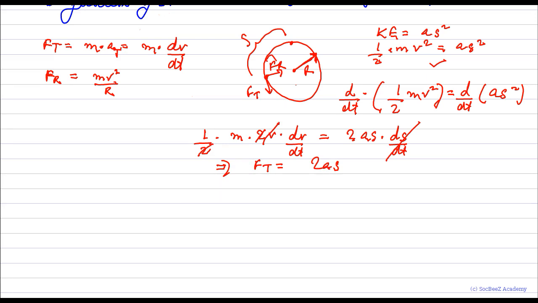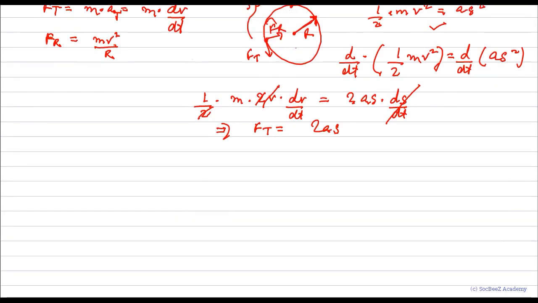Now let us find out the expression for the radial force. The centripetal force is given by m v squared by r. So from this expression, I can write m v squared by r as 2 a s squared by r. And m v squared by r is nothing else but the radial or centripetal force. Now the net force is going to be directed somewhere in this direction, which is the resultant of these two forces, fr and ft.